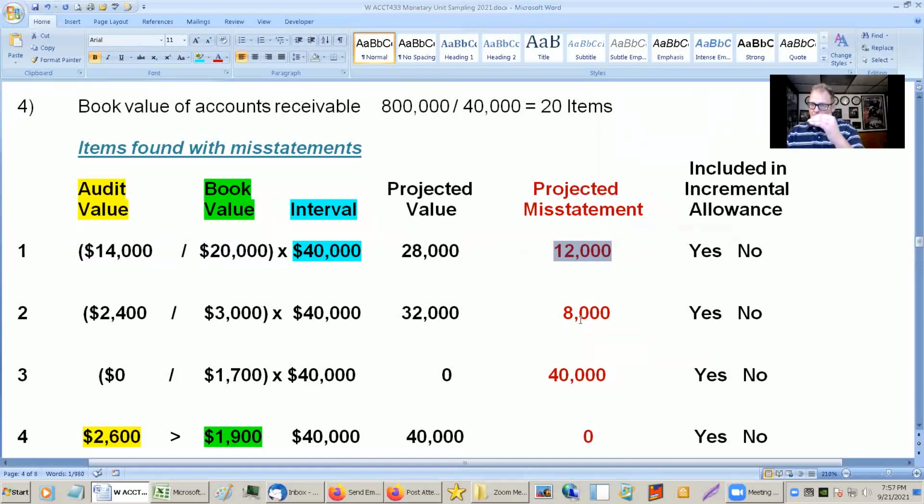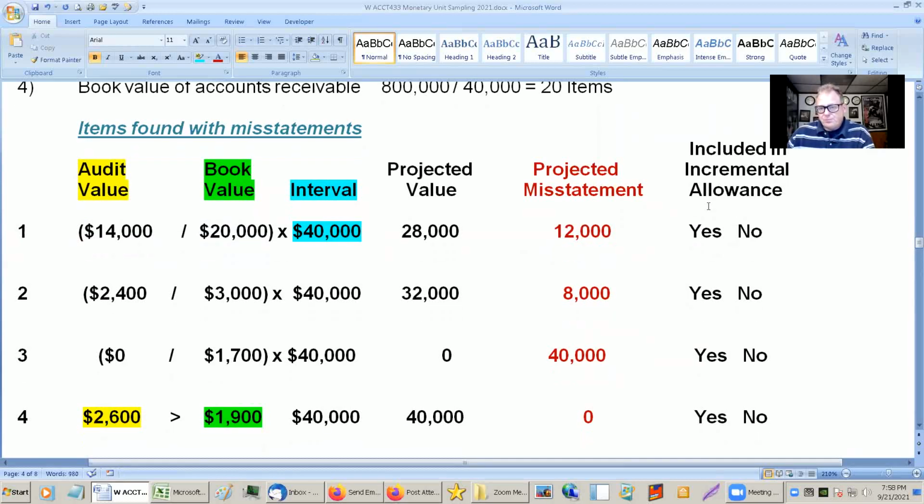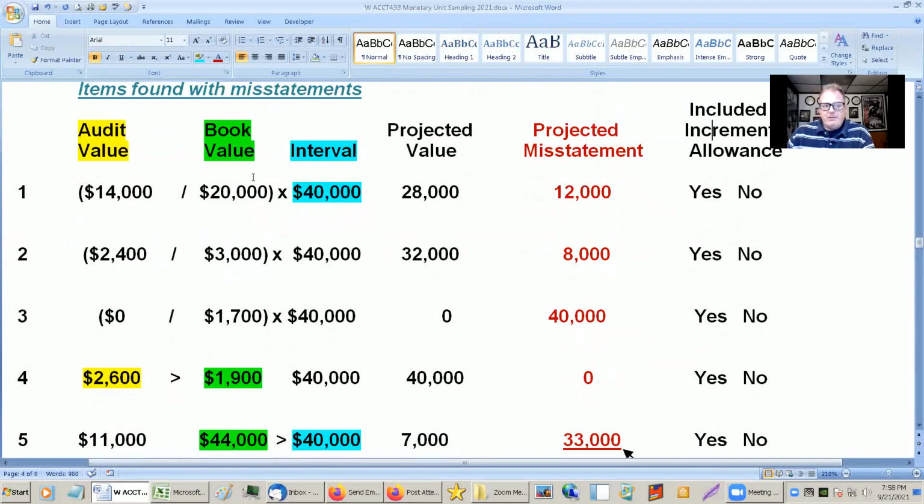It says it matters how big the errors are. An error of $10 is not the same as an error of $10,000. So that's what this incremental allowance is sort of doing. If it's a well-behaved item, that is less than the interval, it will go into the incremental allowance. So this would be yes for this one.